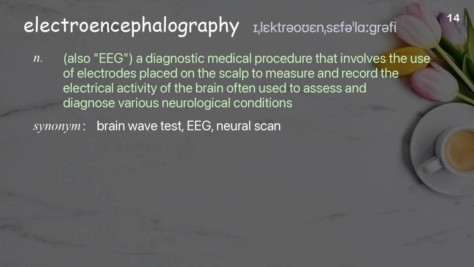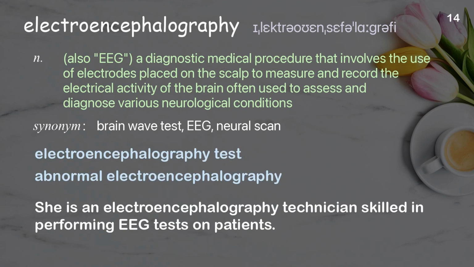Electroencephalography. Also EEG, a diagnostic medical procedure that involves the use of electrodes placed on the scalp to measure and record the electrical activity of the brain, often used to assess and diagnose various neurological conditions. Examples: Electroencephalography test. Abnormal electroencephalography. She is an electroencephalography technician skilled in performing EEG tests on patients.